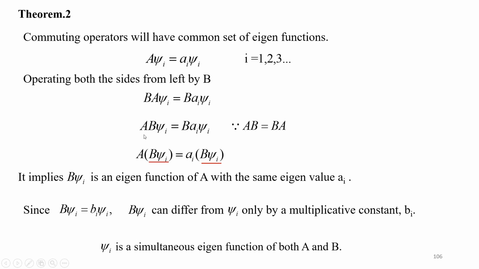Now look at this: A and this is B psi_i, which is equal to, you can pull a_i out. So a_i B psi_i. Here, putting together, we have B psi_i on both sides. So it implies that B psi_i is an eigenfunction of A with the same eigenvalue a_i. Since B psi_i equals b_i psi_i, B psi_i can differ from psi_i only by the multiplicative constant b_i. So psi_i is a simultaneous eigenfunction of both A and B.